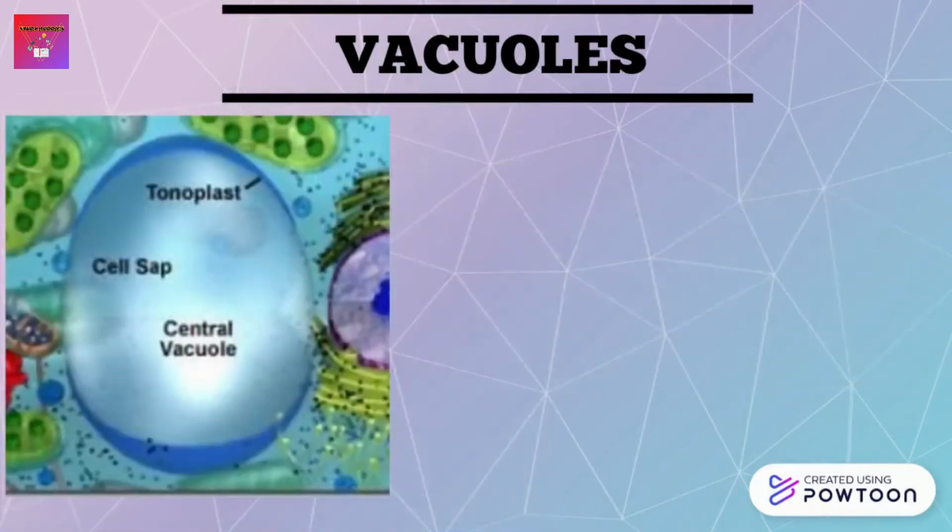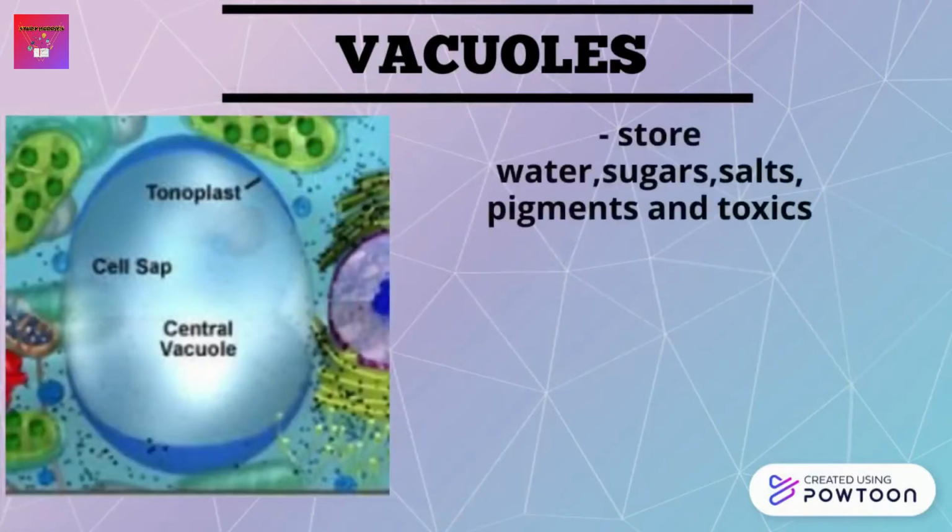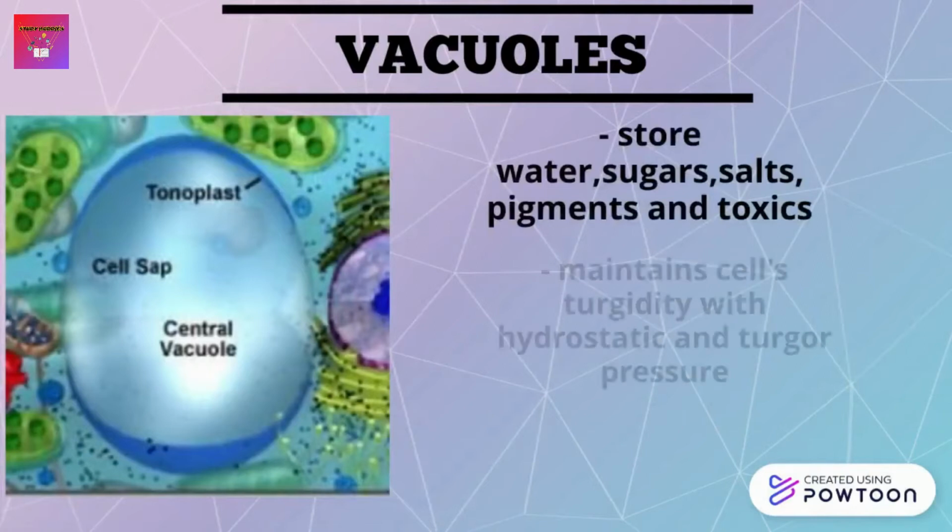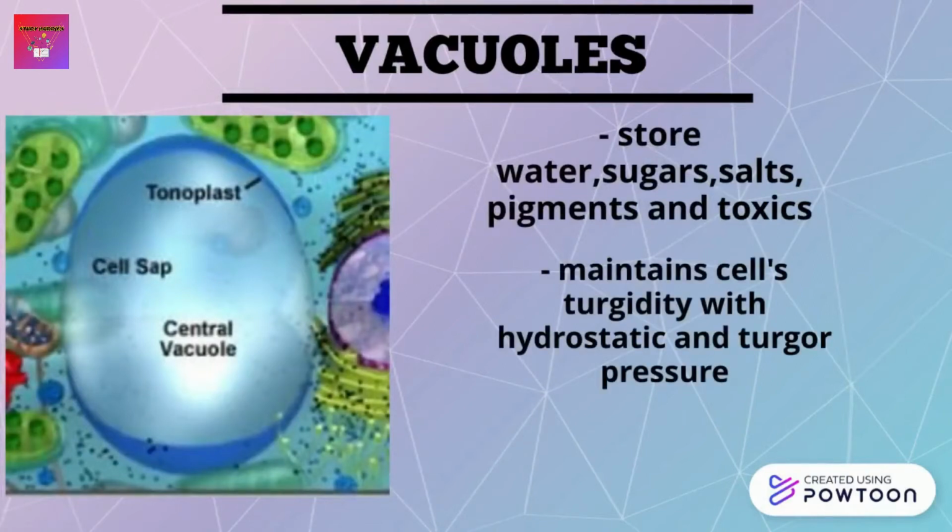In plants, a vacuole's function is to store water, sugars, salts, pigments and toxins. Plant cells have a central vacuole filled with a watery fluid called cell sap. It maintains the cell's turgidity by maintaining hydrostatic and turgor pressure. With a lack of water in the vacuole, the plant will start to wilt because it has lost the pressure needed to hold it turgid.